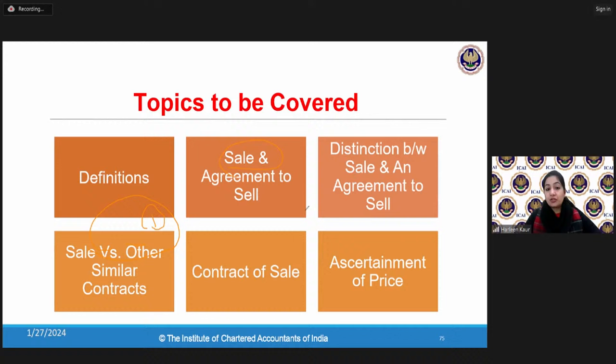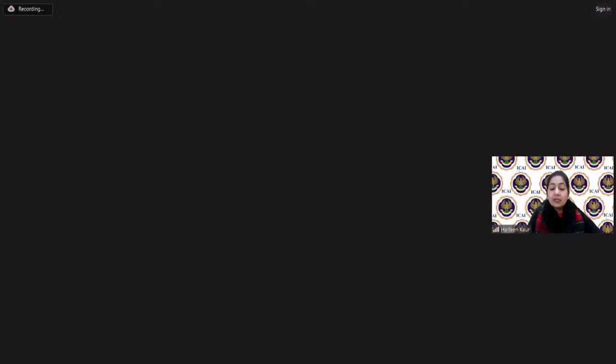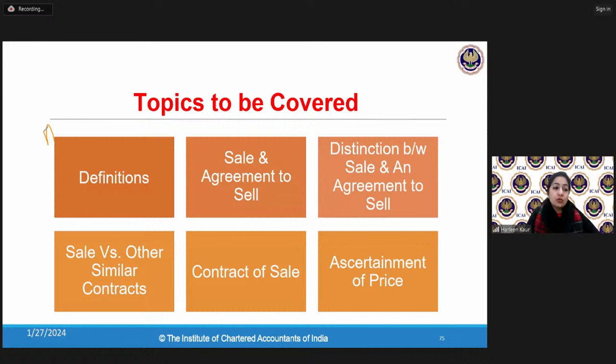So let us understand first the term sale and agreement to sell. Whenever we talk about sale, so what is sale? When one party is selling the goods to another, suppose A sells the goods to B. So here A is the seller and the person to whom the goods are sold is the buyer, B. That's correct. A sells goods. What is B going to pay him in return? Cash or goods? What do you say?